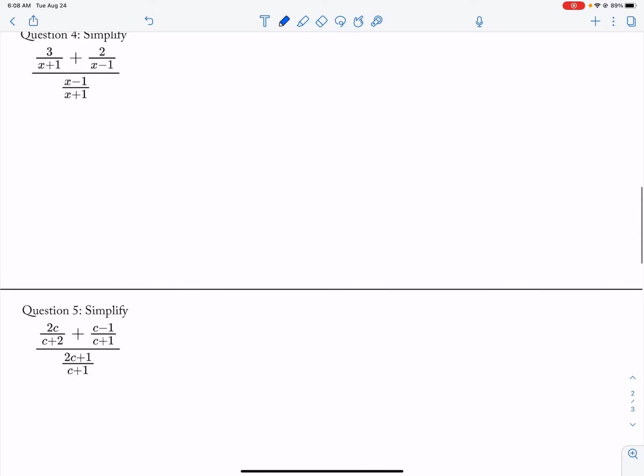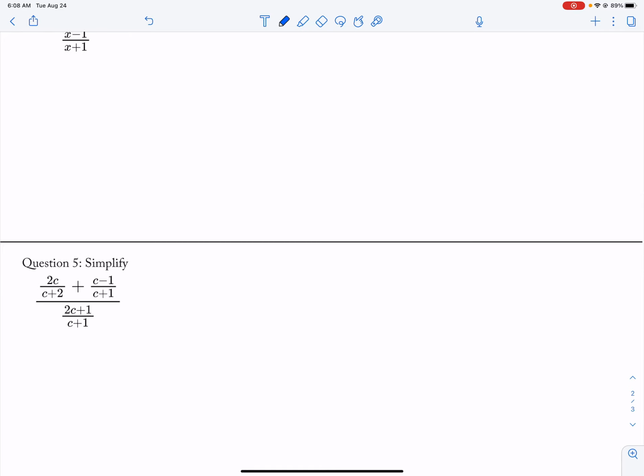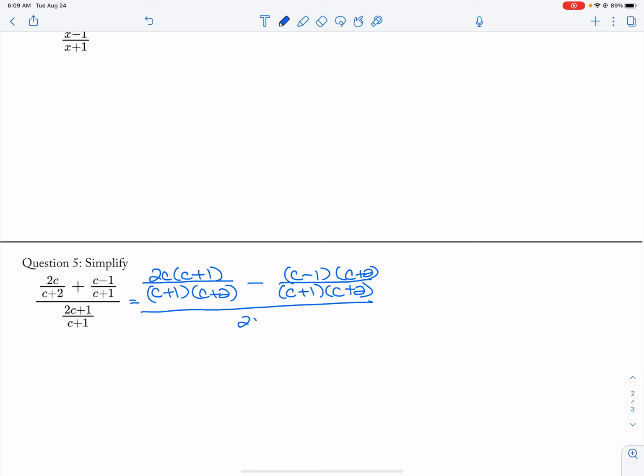Oh, almost done. All right, so we're going to look at a common denominator in the numerator. So I have a C plus 1, and I also have a C plus 2. So that's my common denominator for both. And then my first fraction needed a C plus 1. My second fraction needs a C plus 2. And then I'm left with a 2C plus 1 over C plus 1.